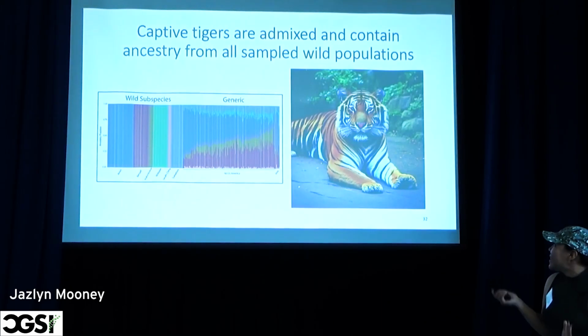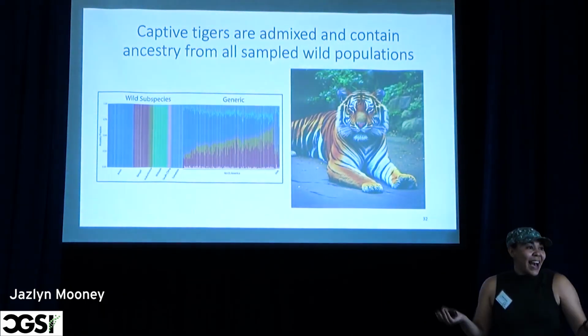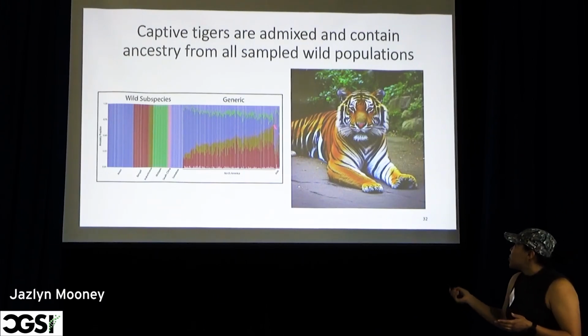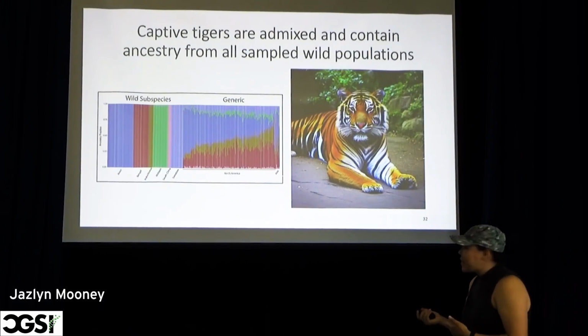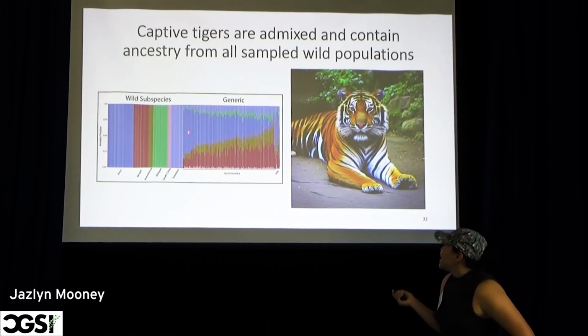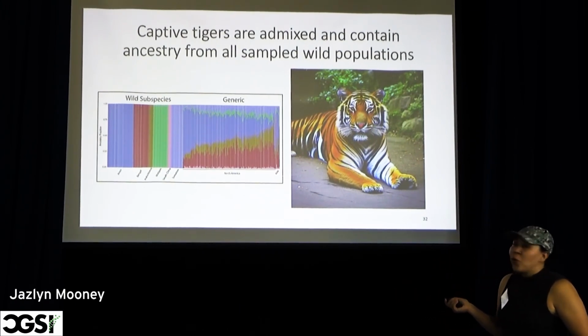So the first thing that we did naturally is use something like ADMIXTURE, right? And we take all of our wild tigers. Here, each column is an individual. Sorry, this is small font. Down here is 0, this is 1, so we can see all of our wild subspecies have a single kind of ancestry origin, as we expect. And then as we slowly transition into the generic tigers, we see that there's actually ancestry from all the wild tiger populations, including this South China population. But what's cool is we see the majority of ancestry is Amur and Bengal.